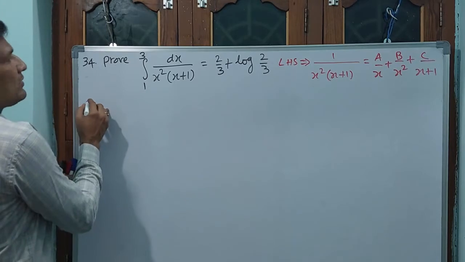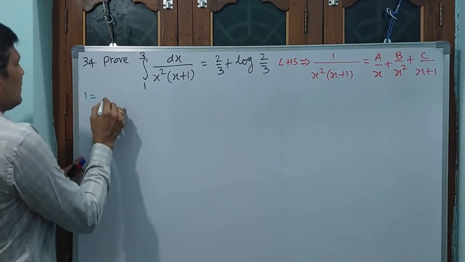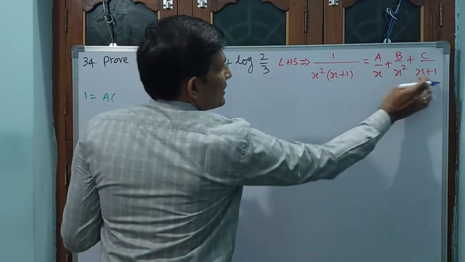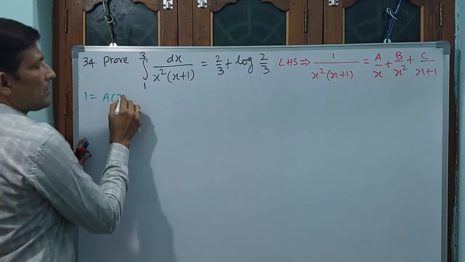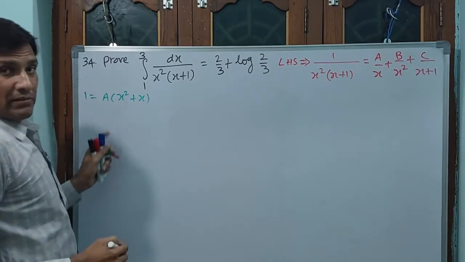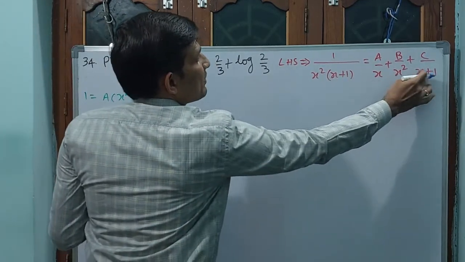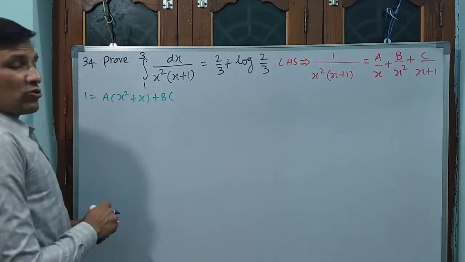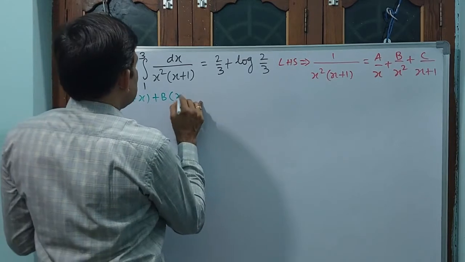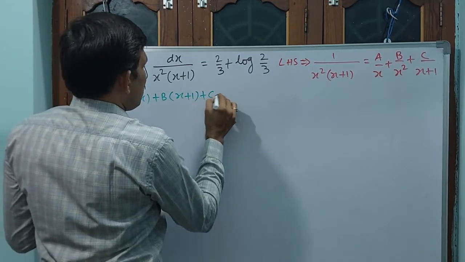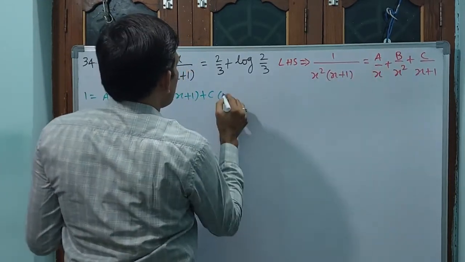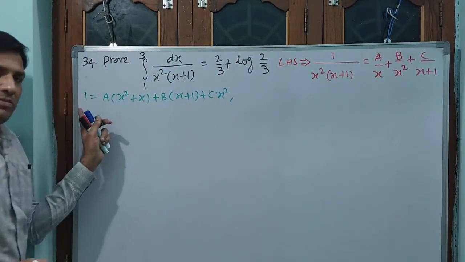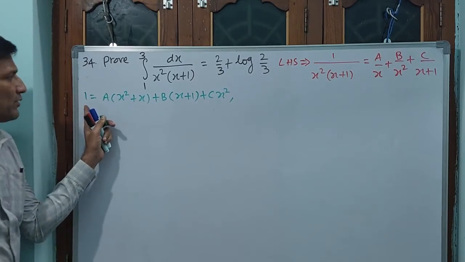See, 1 is equal to a into 1x is there. Okay. X into x plus 1, x square plus x. Directly I have written. Plus b into x square is already having x plus 1. That's all. Plus c into x plus 1 we are having only x square. Then you write directly c x square. Okay. See, already one side we have made 1 equivalent to 1.